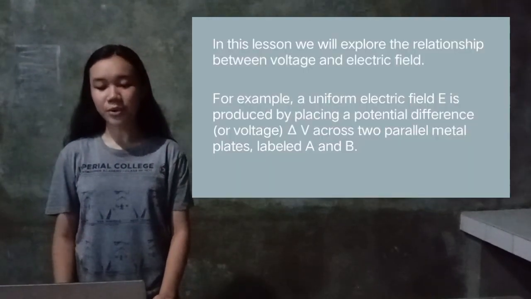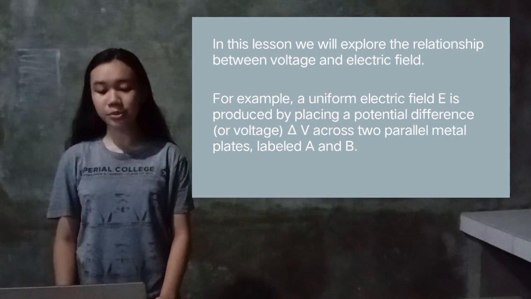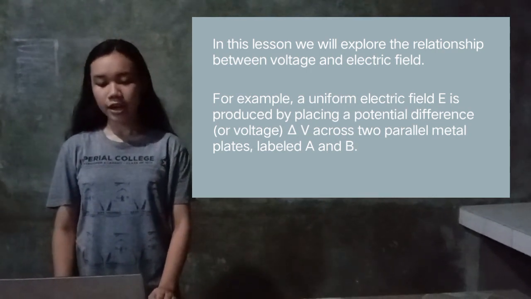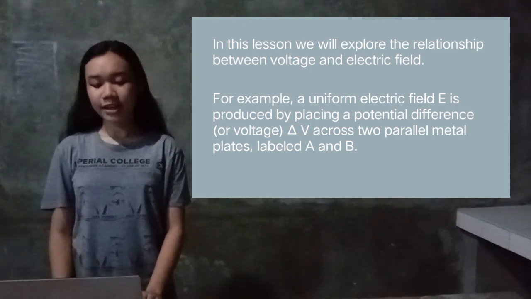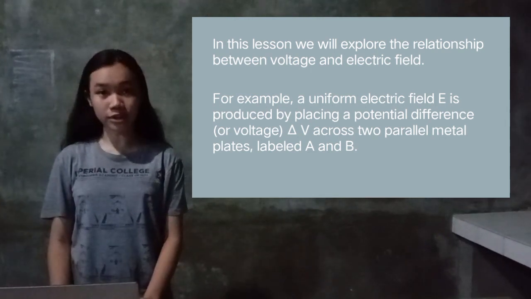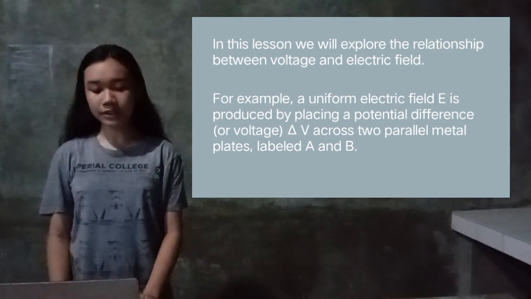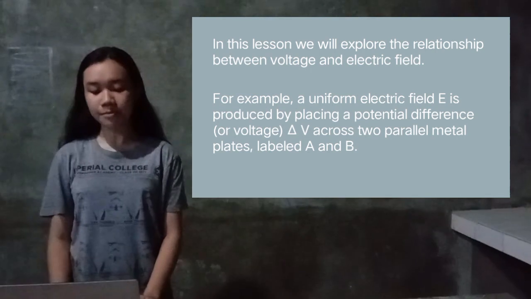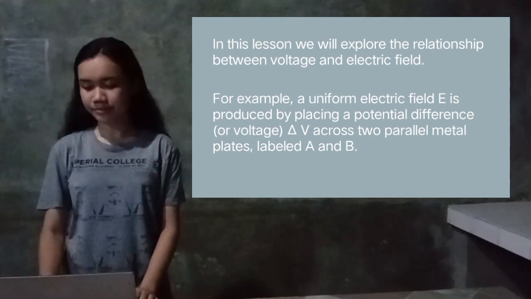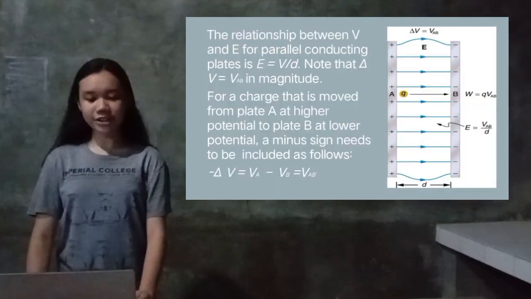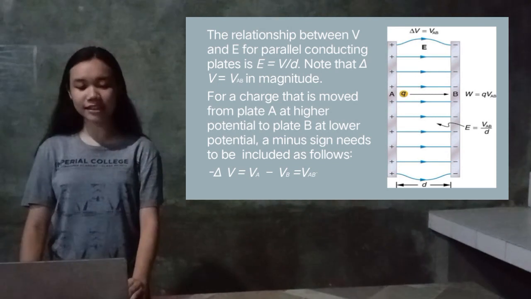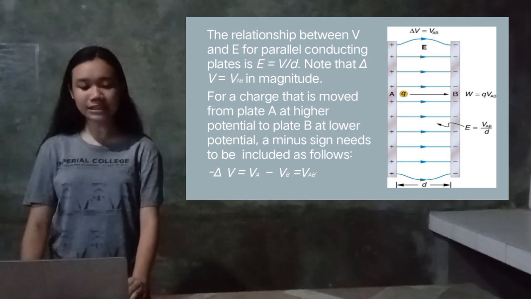In this lesson, we will explore the relationship between voltage and electric field. For example, a uniform electric field, E, is produced by placing a potential difference, or voltage, delta V, across two parallel metal plates labeled A and B. The relationship between V and E for parallel conducting plates is E equal to voltage over distance.